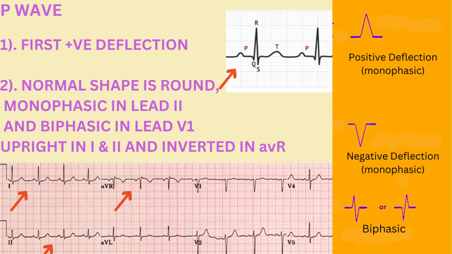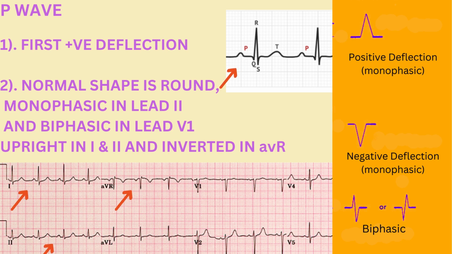Let's revise this quickly. One of the requirements of normal sinus rhythm is a normal P wave. Normal P wave is the first positive deflection on ECG. It is normally round in shape. It is monophasic in lead 2 and biphasic in lead V1. It is upright in 1 and 2 and inverted in AVR.